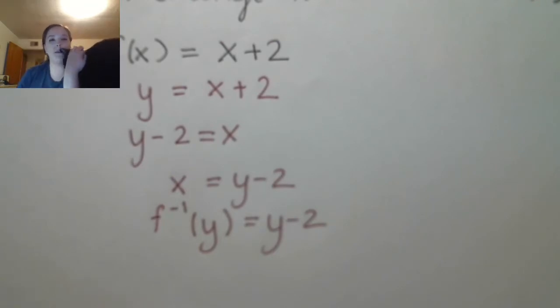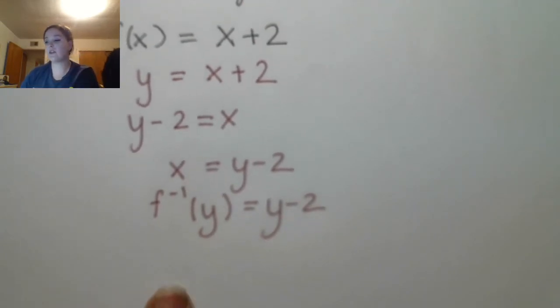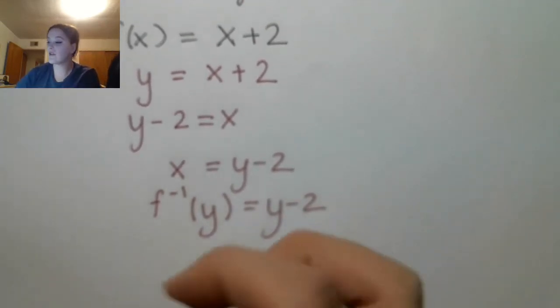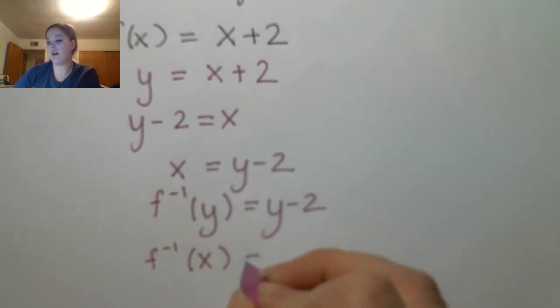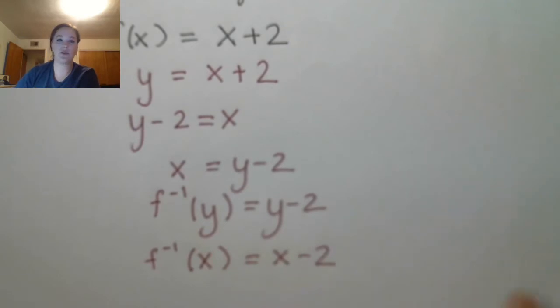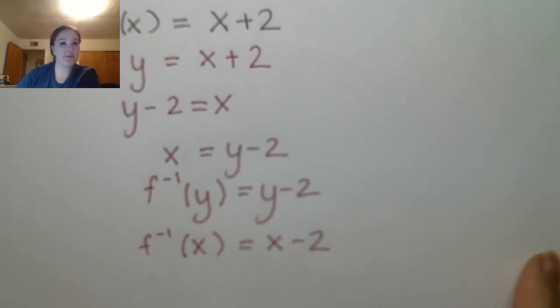Now if you are asked specifically for f inverse of x, you can always just make a change of variables and change to f inverse of x is x minus 2. So if it specifically asks you for f inverse of x, then you can always change variables back to x. Let's see another example.